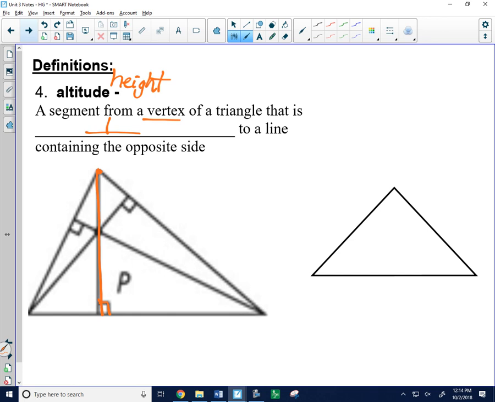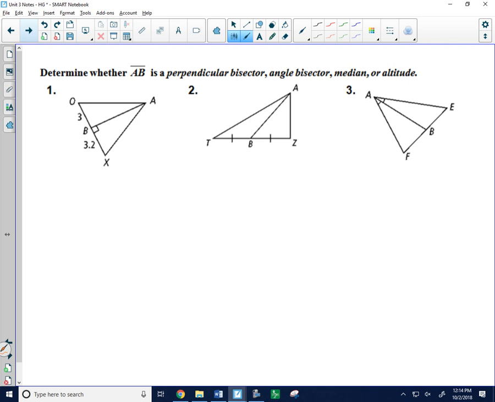Take one minute. You see 1, 2, and 3 below. I want you to label those. What do you think? Based on the markings, is it a perpendicular bisector, angle bisector, median, or altitude? It's one of the four. You cannot write none. Okay, take one minute. See what you think each of those are.